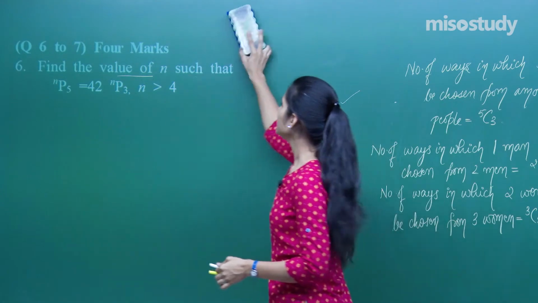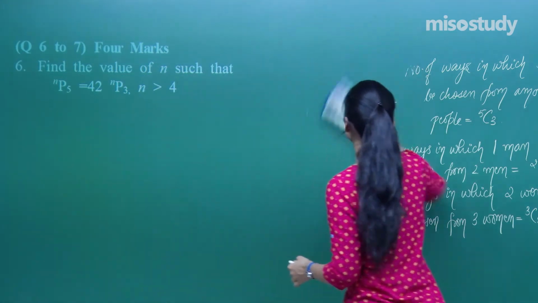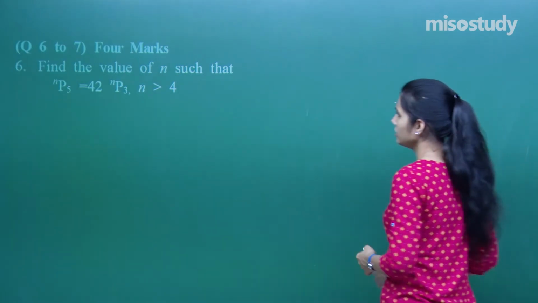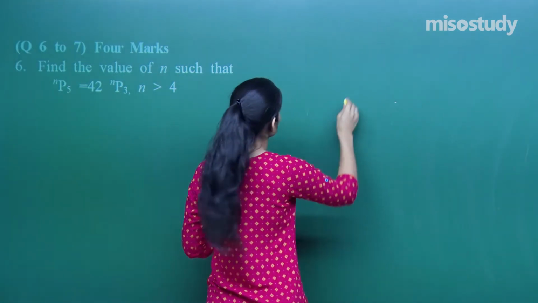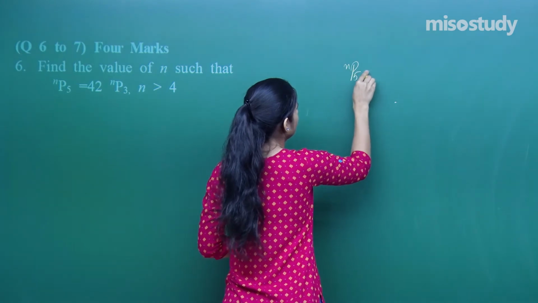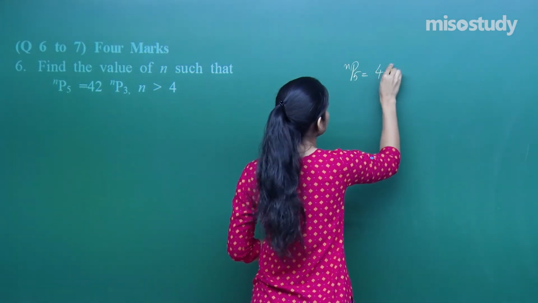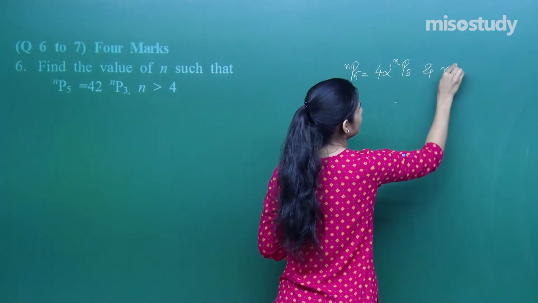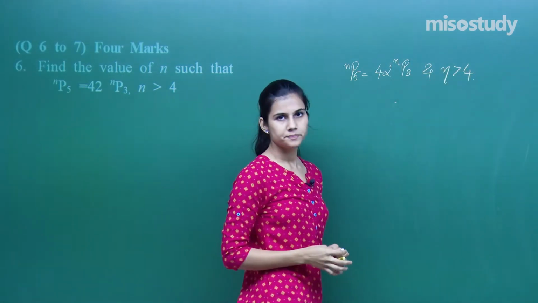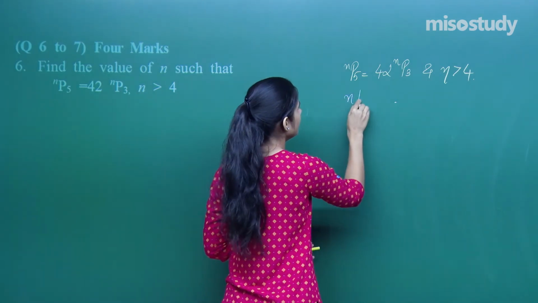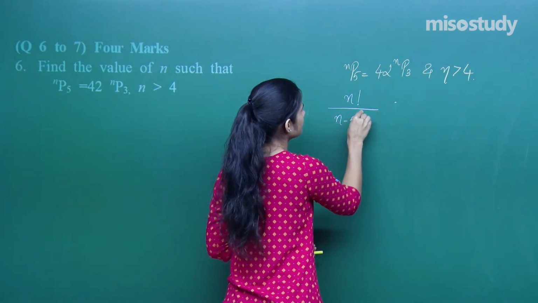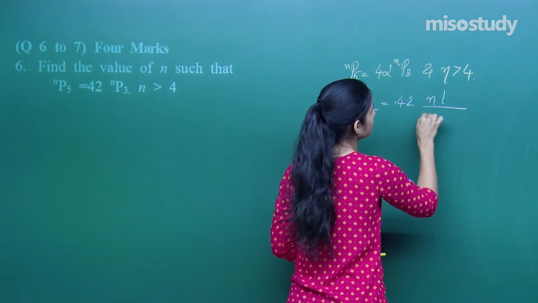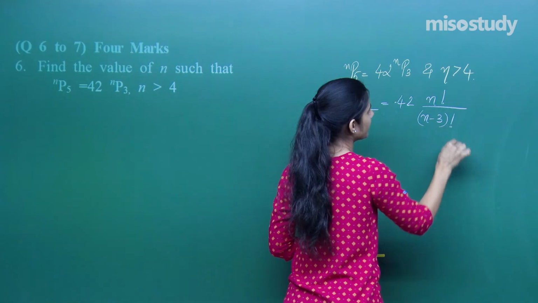where n is given to be strictly greater than 4. Let's try to understand this concept and the way in which this is supposed to be tackled. nP5 is 42 nP3 and n is given to be strictly greater than 4. nP5 is n factorial upon n minus 5 factorial. This is 42 into n factorial upon n minus 3 factorial.